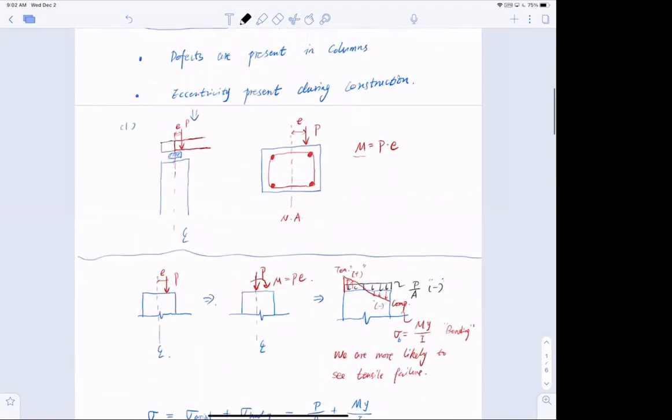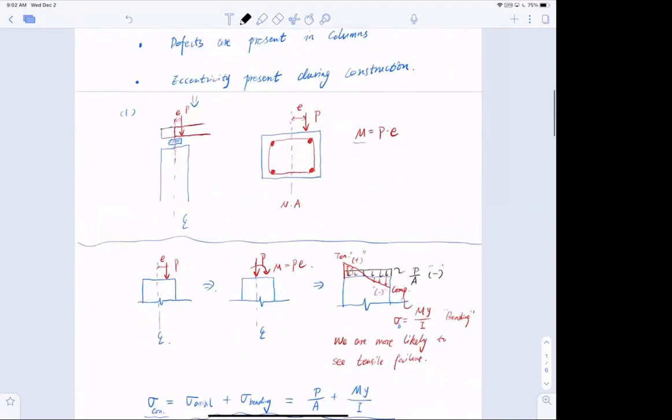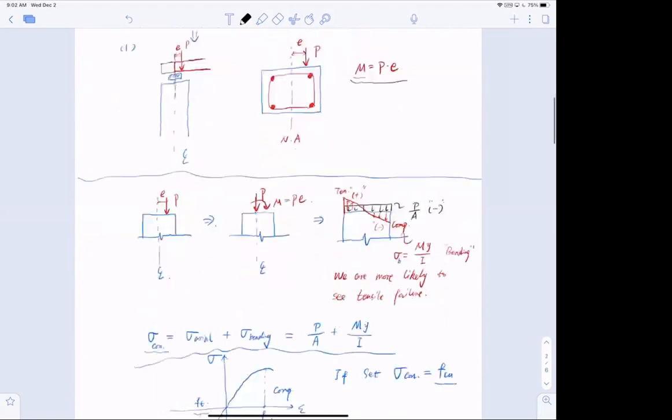And we went on and talked about the force and bending moment origins, right? In other words, why do we have bending moment anyway? We have shown a beam sitting on a column with an eccentricity from the center, and we know that this will cause a bending moment by force multiplied by distance.